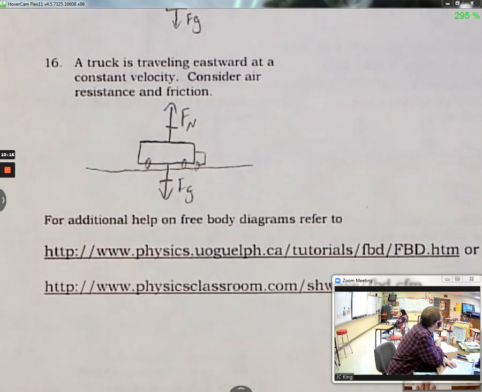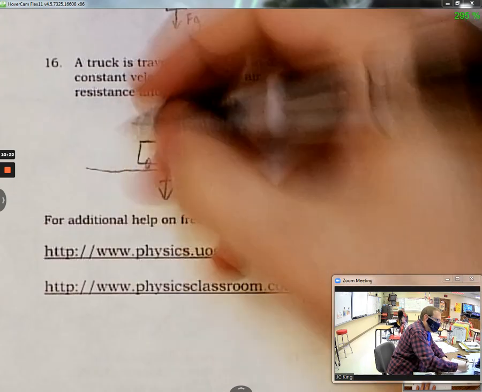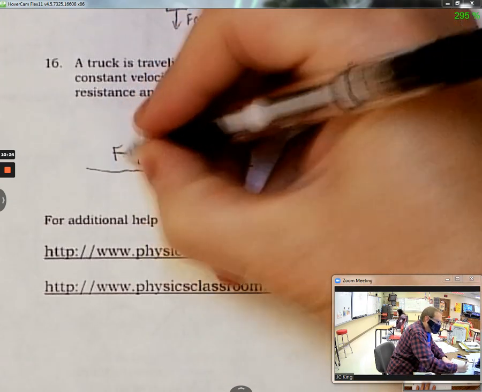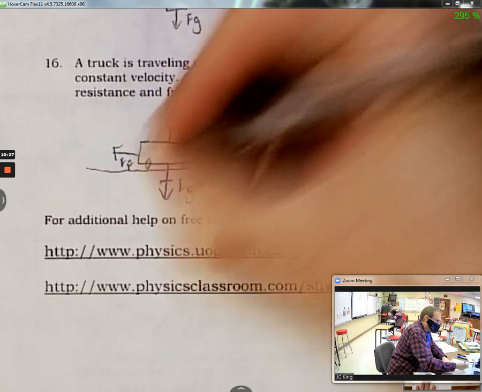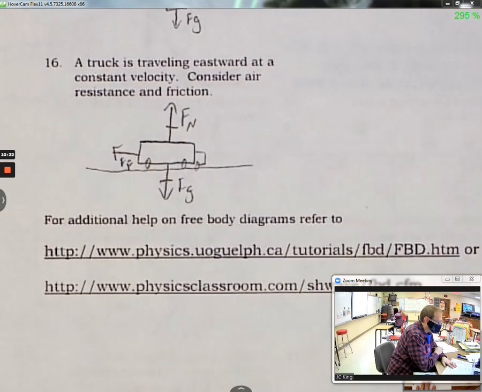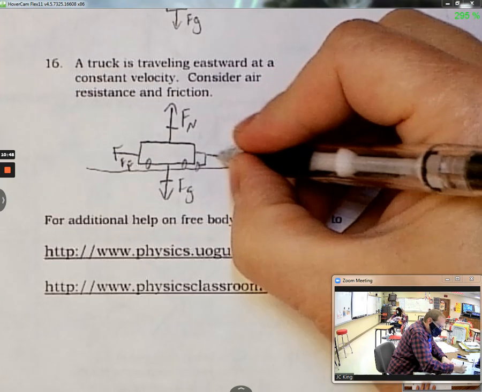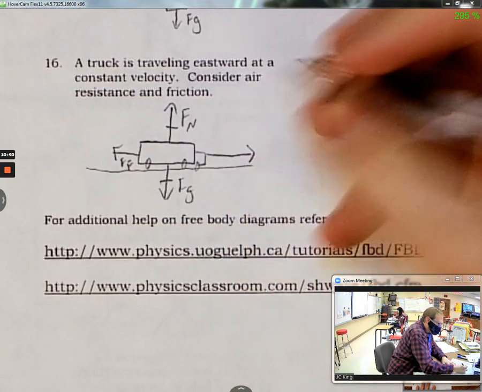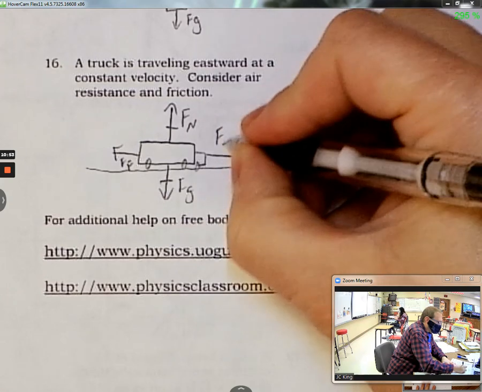Okay, so it says consider air resistance and friction, okay? So friction would be pulling it back, right? So we've got force of friction. You can kind of see that that's an F of an F. Okay, what else? There's another force going that way, but would it be the same? Going which way, to the left or to the right? Okay, all right. So what is driving the truck forward? Okay, so we can say force of engine.